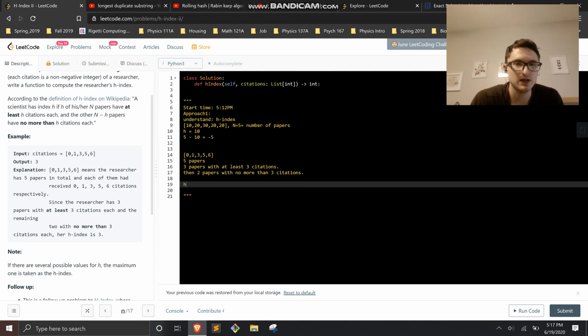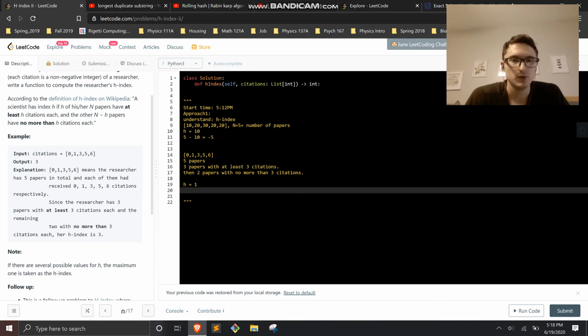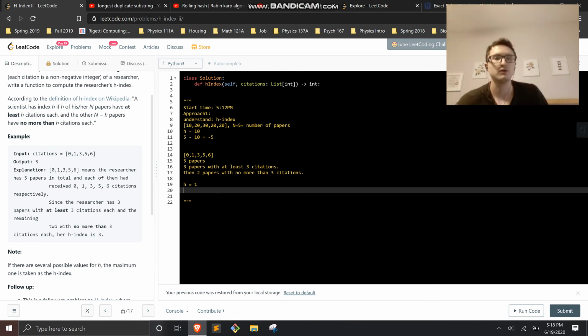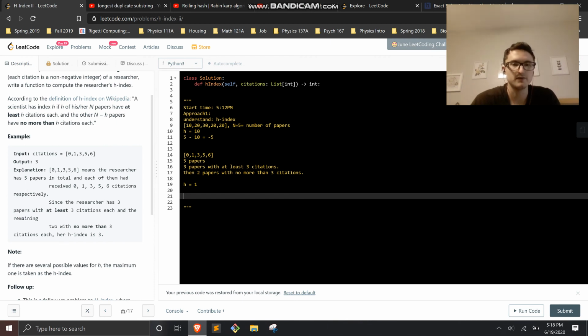So what if we considered h is equal to 1? Then we would say there are 4 papers with at least 1 citation, and exactly 1 paper with no more than 1 citation. Another thing is, you want to return the highest h-index, so we can't go larger. We can't go to 5, because, it's kind of obvious, 5 won't work, because 5 minus 5 equals 0.